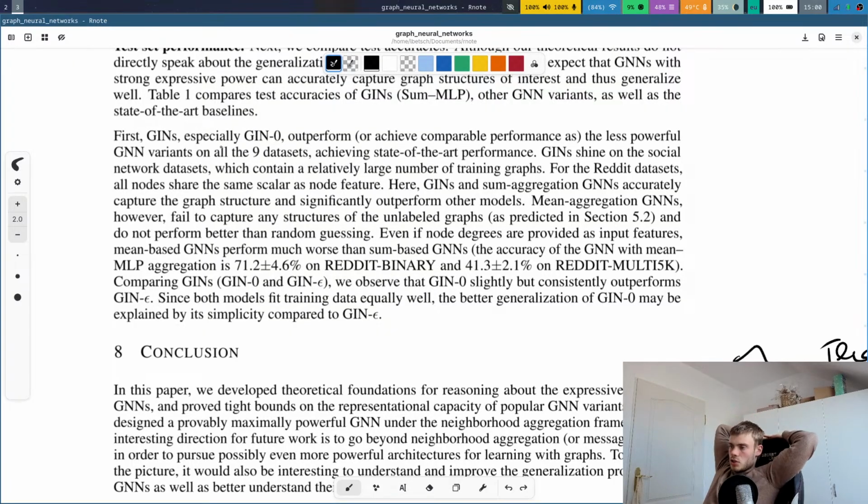Comparing GINs, GIN-0 and GIN-epsilon, we observe that GIN-0 slightly but consistently outperforms GIN-epsilon. Since both models fit training data equally well, the better generalization of GIN-0 may be explained by its simplicity compared to GIN-epsilon. Okay, yeah.